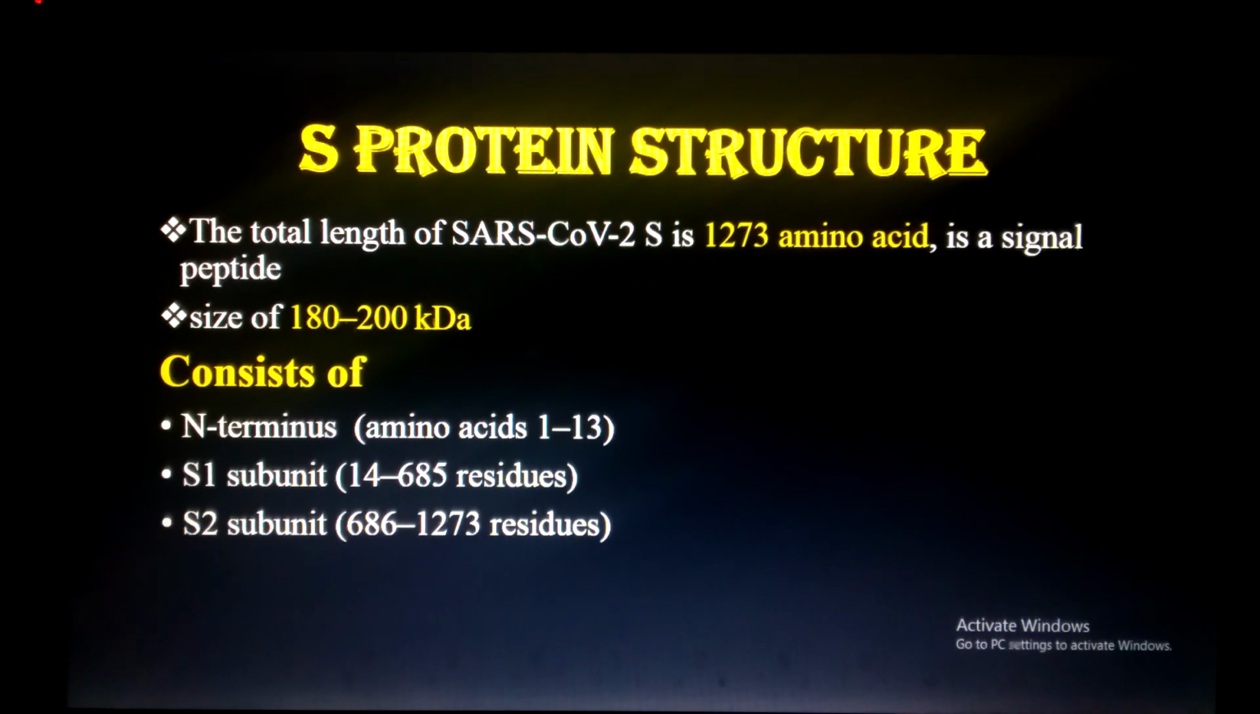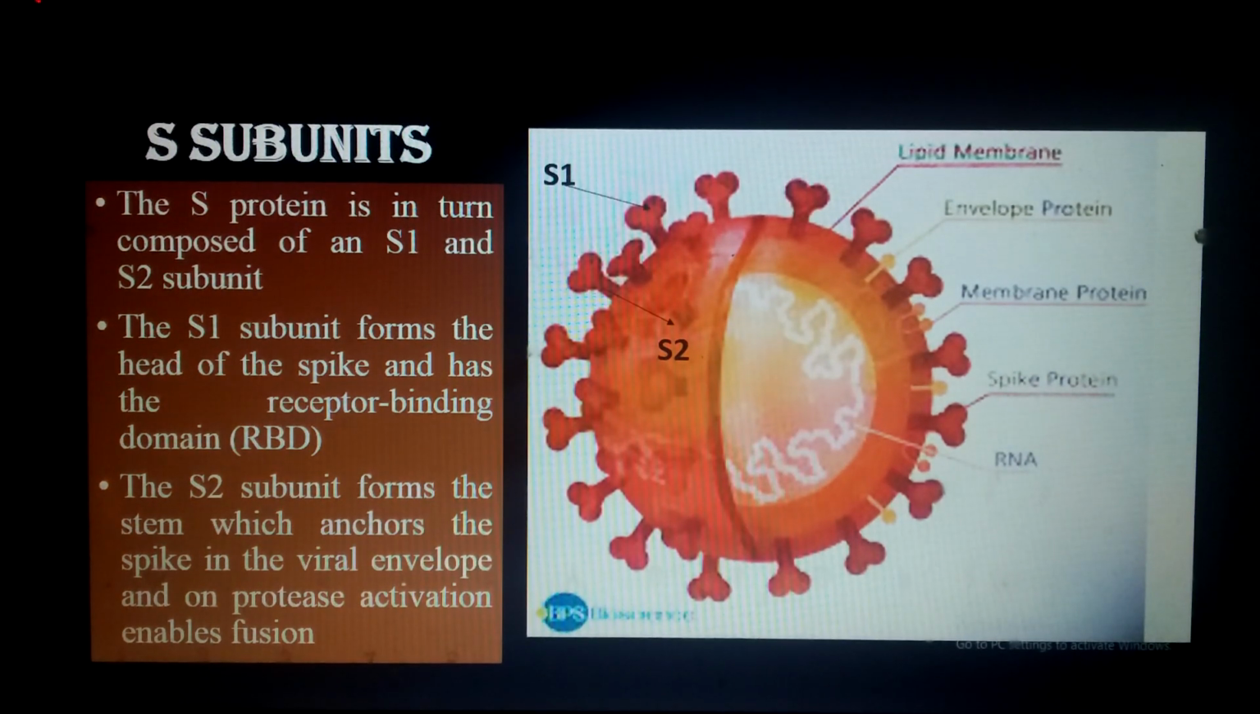Now, the N-terminus is composed of amino acids 1 to 13, and from 14 to 685 is the S1 subunit. The remaining S2 subunit consists of amino acids 686 to 1273. Is it clear now? Now, the structure of the subunits. As I have mentioned, each spike consists of 2 parts, a head and a tail-like, stem-like structure.